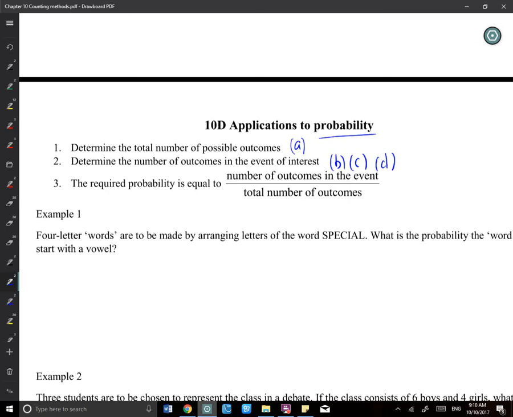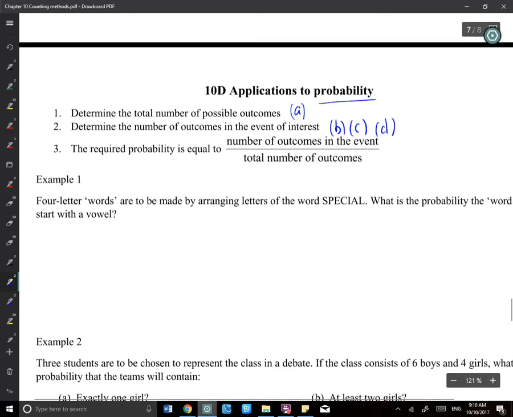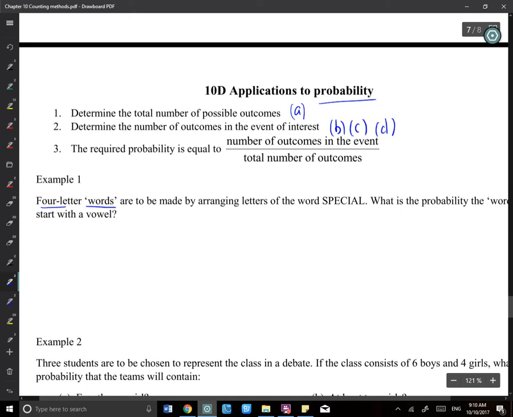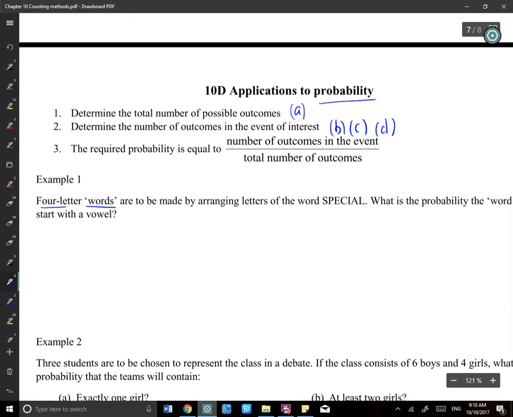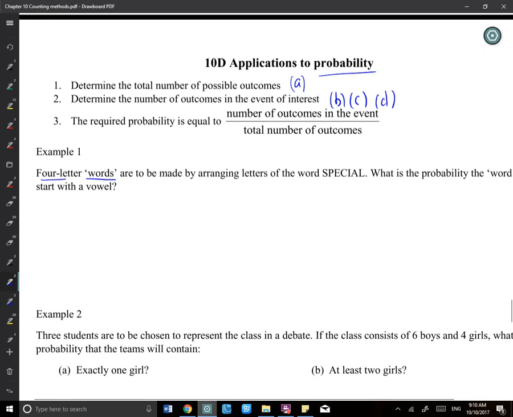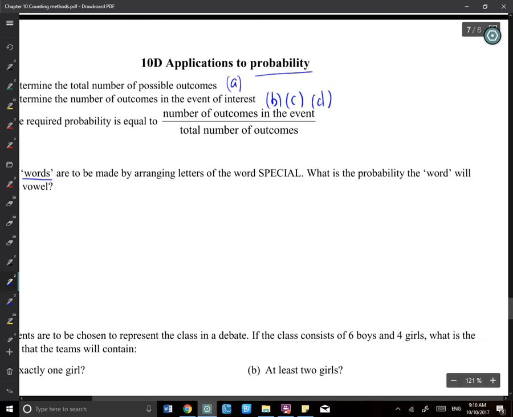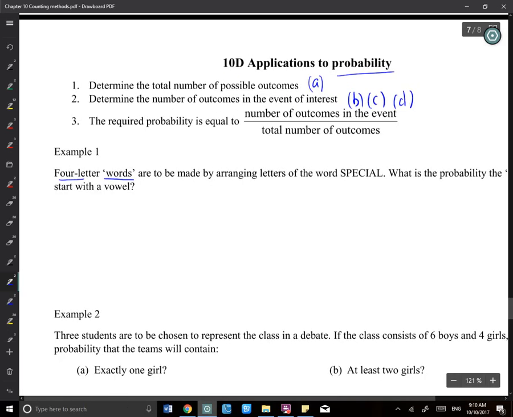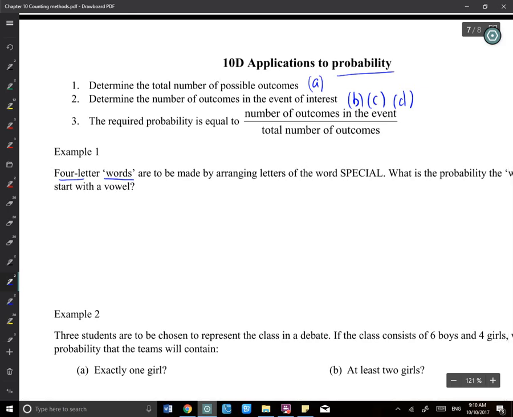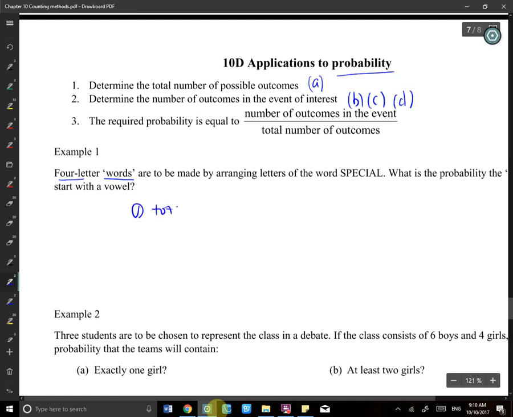Number 1 says there are 4-letter words to be made by arranging letters of the word special. Okay, 4-letter words. So it's not really words, it's just 4 letters and rearrange them to form something. What is the probability that this word will start with a vowel? Okay, this is something really easy, I'm not going to talk about a lot of it. So first of all, I will talk about the total. So what is the total?